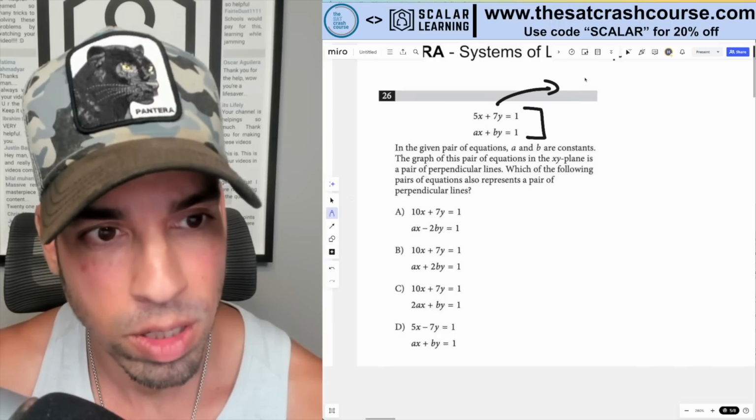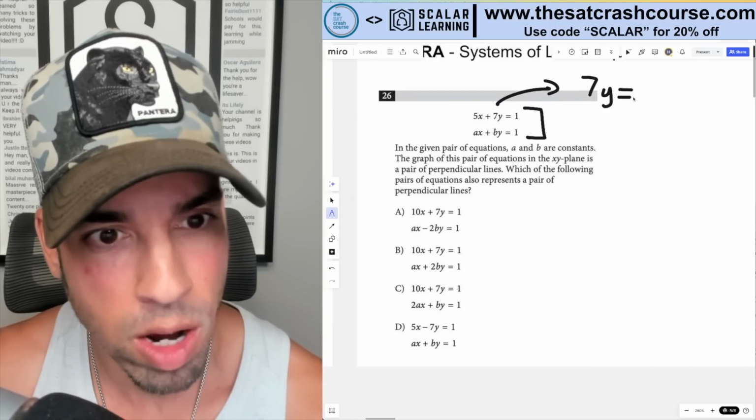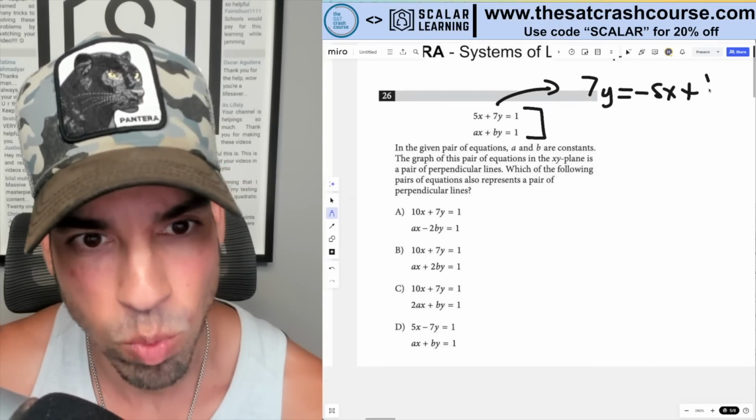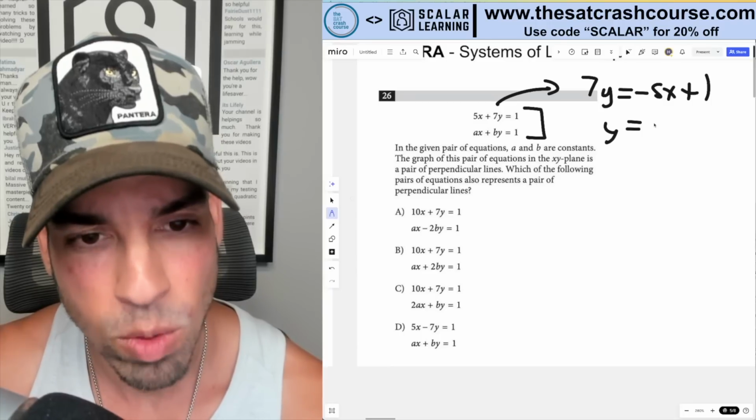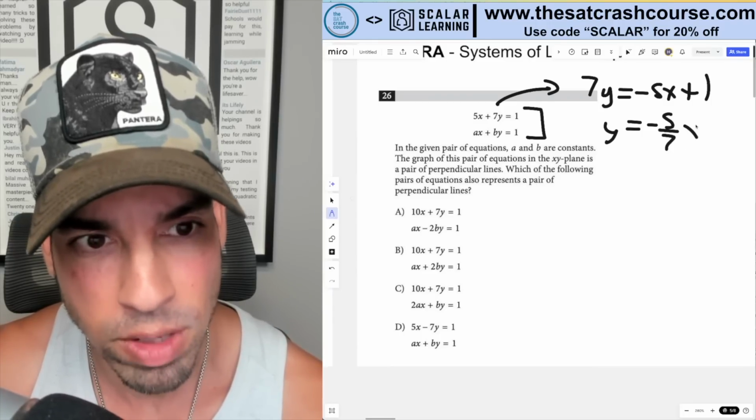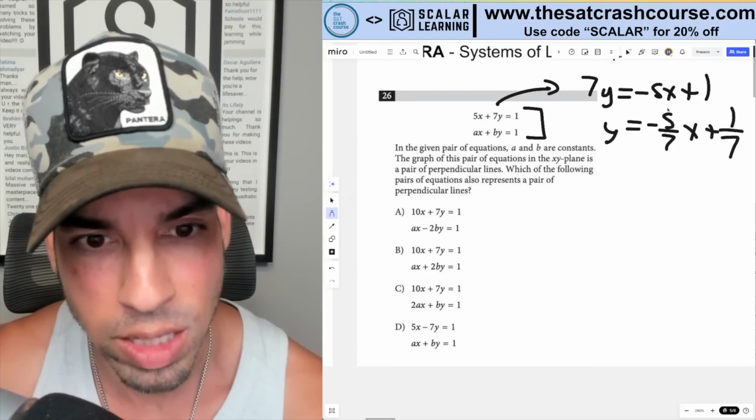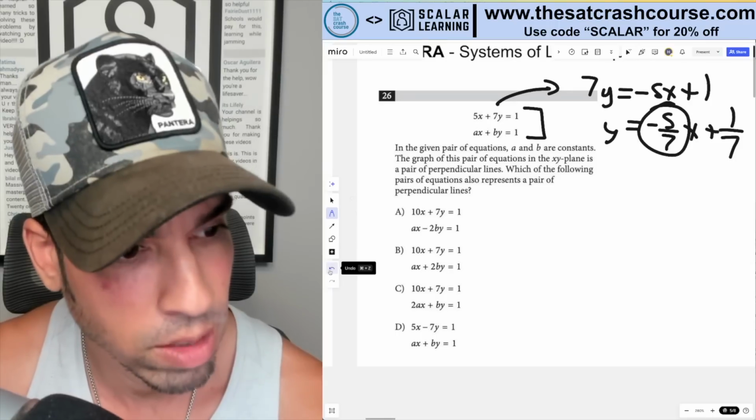To do that, I'm going to put it into slope-intercept form. We got 7y equals negative 5x plus 1. Then we're going to divide by 7, and we get y equals negative 5 over 7 x plus 1 over 7. But the key is that my slope is negative 5/7.